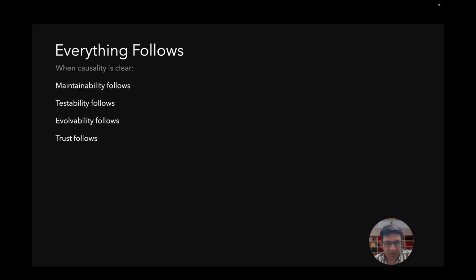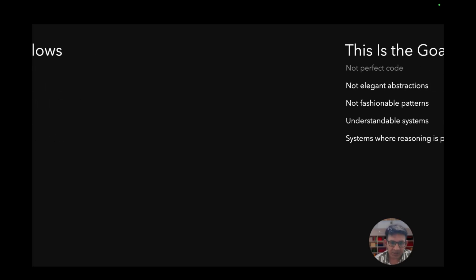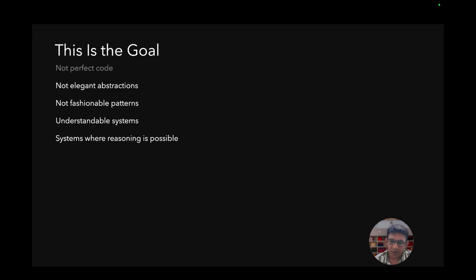The systems that last, that scale, that adapt to changing requirements, these are the systems with clear causality. Not because they use the right frameworks or follow the right patterns, but because you look at them and understand how actions lead to consequences. That's the goal, that's the discipline. Design your systems so that they can be understood. Everything else follows from that.